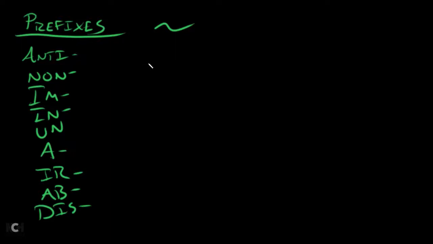Alright, so dis can mean not. If I say we disagree, do we agree? We do not. So in instances like this, where we agree, we disagree. We agree, we do not agree. Here it means not. It doesn't always.